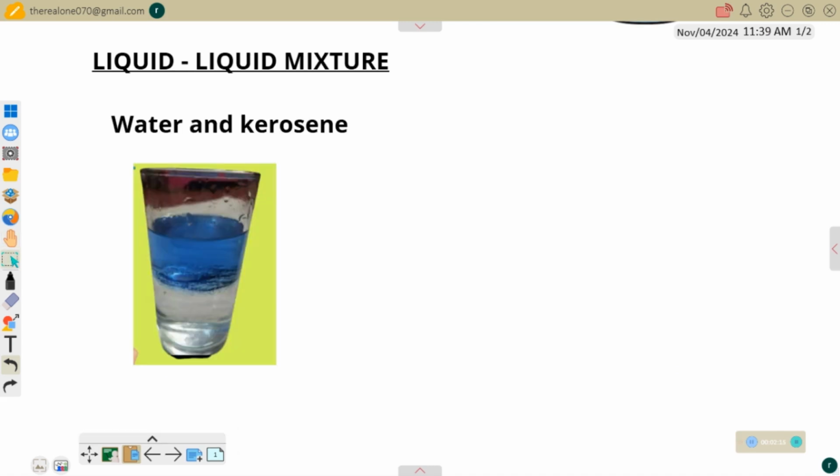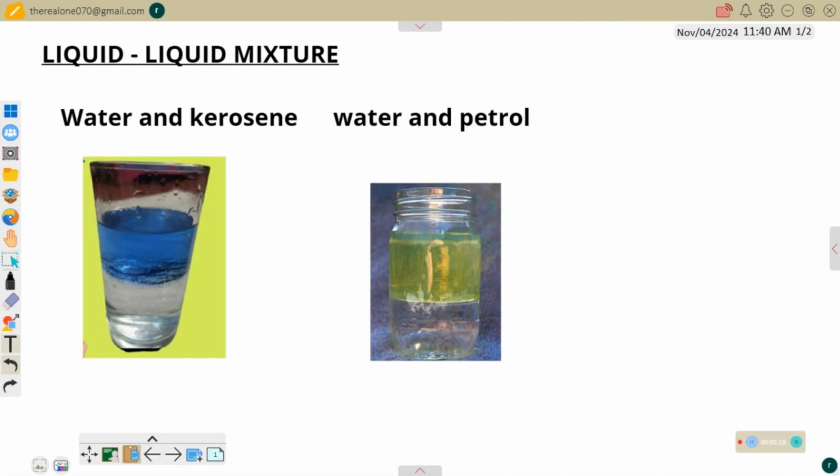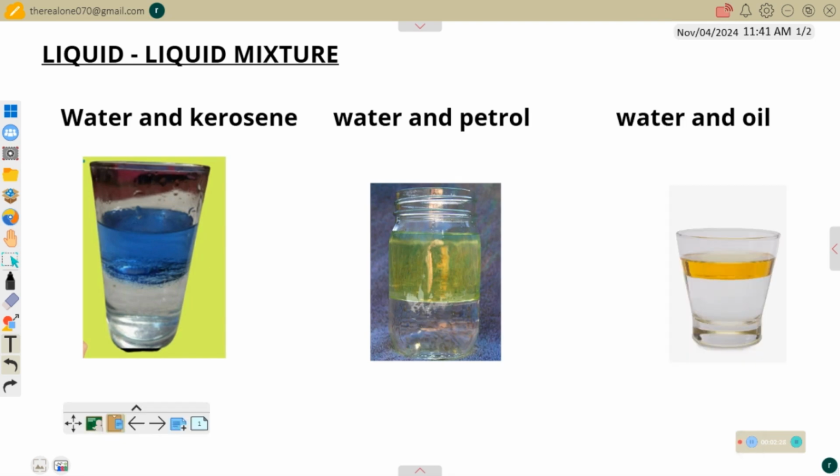So when a mixture involves two liquids that are immiscible, such as water and kerosene, also water and petrol, even water and oil, whether palm oil or groundnut oil or lubricating oil. All of these different examples are mixtures of two immiscible liquids because water cannot mix with any of the mentioned liquids. Water cannot mix with kerosene, it cannot mix with petrol, and similarly, it can't mix with oil.